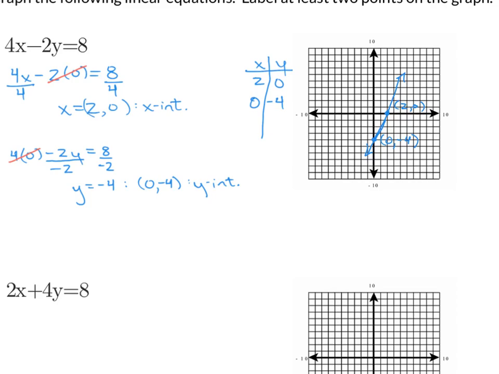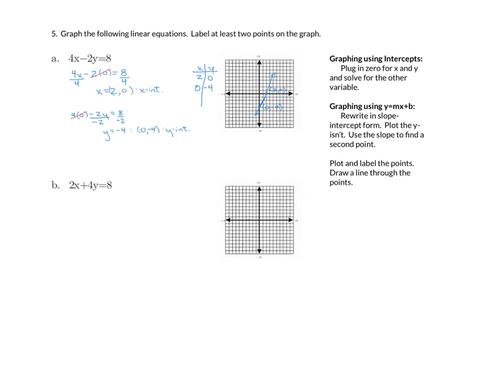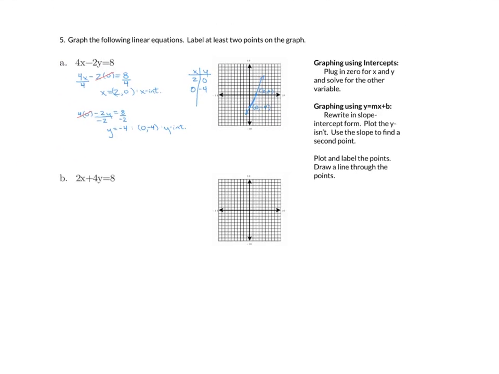All right, let's go ahead and try the other method. The other method that you can use is you can graph by rewriting in slope-intercept form. So our first step is going to be to solve for y. We want to plot the y-intercept. That shouldn't say isn't, it should say intercept. And then we want to use the slope to find a second point. From there, we're going to plot and label our points and then draw a line through the points.